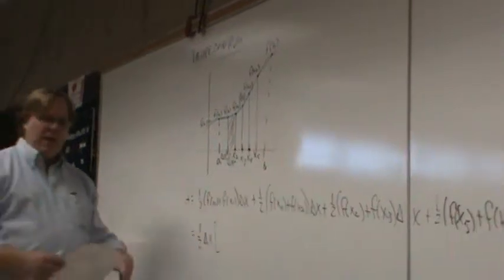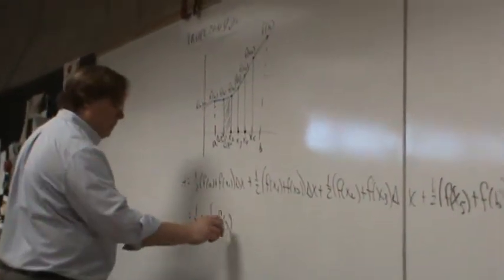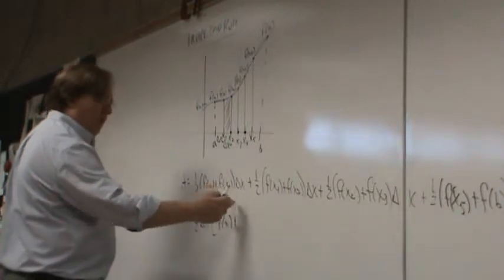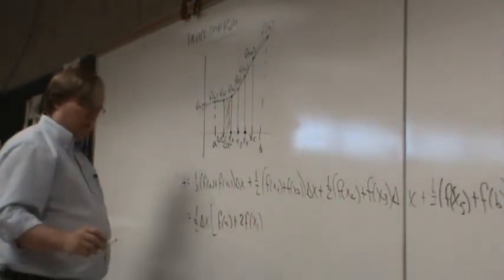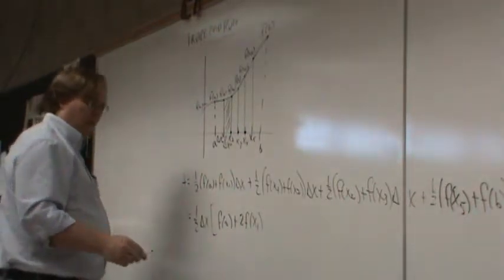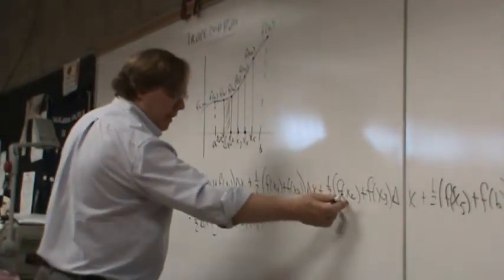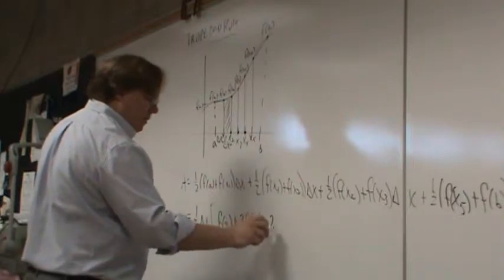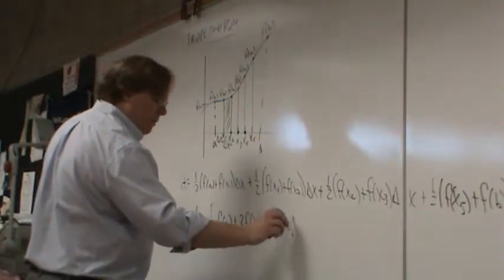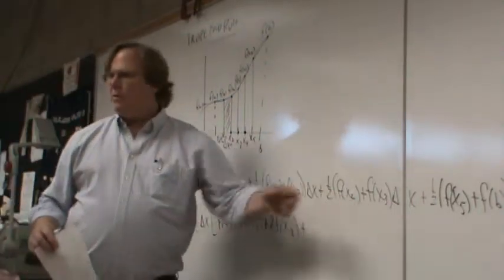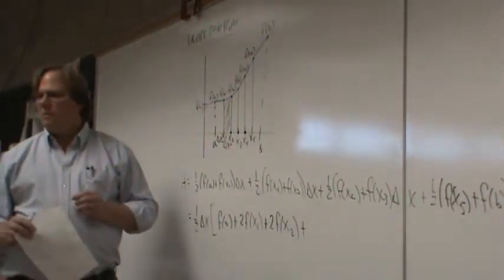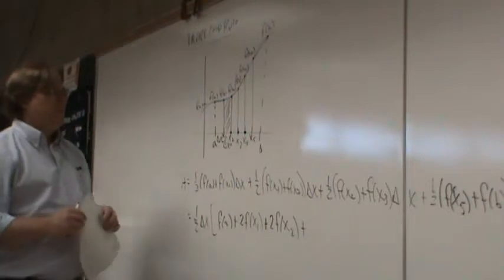I've got f of a plus f of x1 plus another f of x1. So that's 2f of x1. And then I've got an f of x sub 2 and another f of x sub 2, so 2f of x sub 2. How many f of x sub 3s do you suppose I have? 2. Yeah. Why do you say 2?